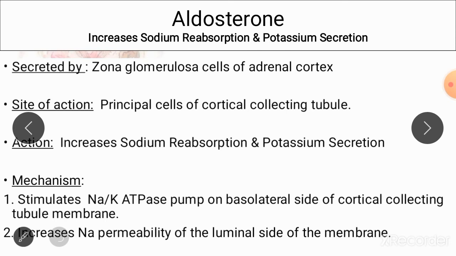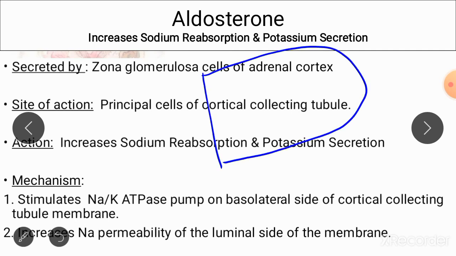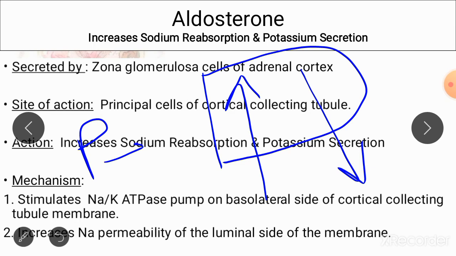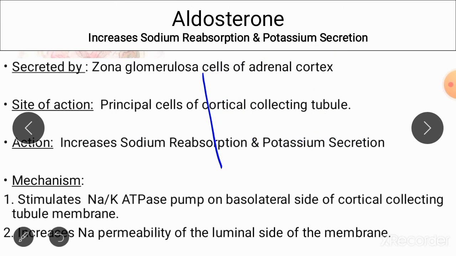First, you must remember that it is secreted by zona glomerulosa cells of the adrenal cortex, and its site of action is the principal cells of the distal convoluted tubule. If you remember the mnemonic, I told you that the distal convoluted tubule contains cells which are responsible for sodium reabsorption and potassium excretion. To remember this, P for principal cells, they cause potassium to be excreted into your pee or your urine. So principal cells cause secretion of potassium into the urine and reabsorption of sodium.